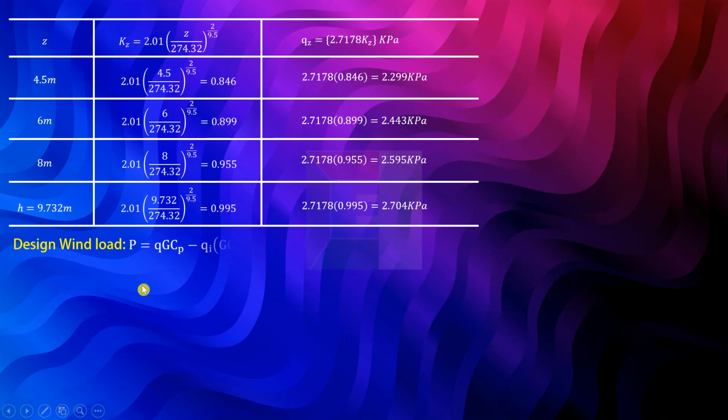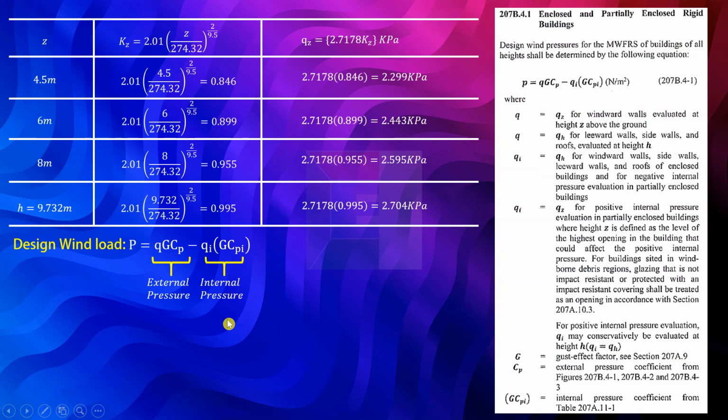So may QZ na tayo, so we can now calculate for the design wind load. It is defined by QGCP minus QI GCPI. So itong first term, this with respect to external pressure, well, considering yung mga external surfaces, well, itong I naman, ito yung referring to internal pressure. So considering naman yung mga internal surfaces.